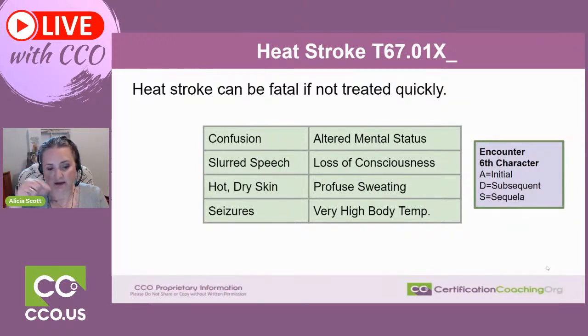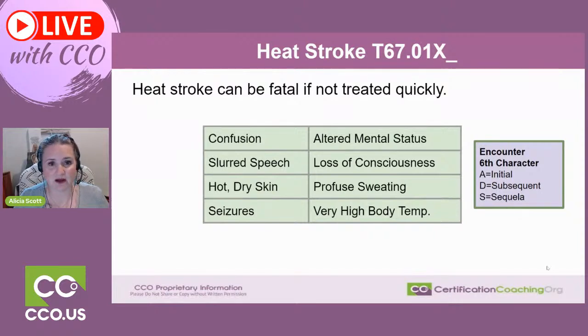Now, that being said, right before that happens, you'll have profuse sweating. So the body kicks into gear and it's trying really hard to rapidly cool itself off. And once the sweat dries off of your skin, it's done. There's no more fluid to pump out to the outside surface of the body, and then you get hot, dry skin.